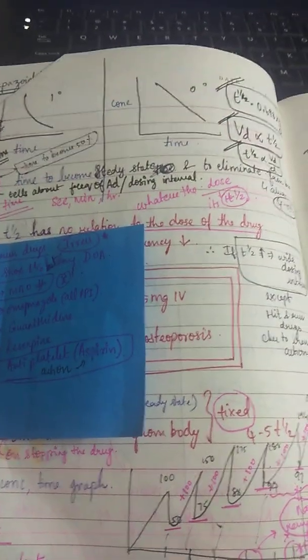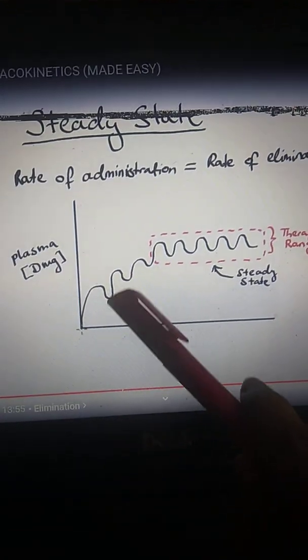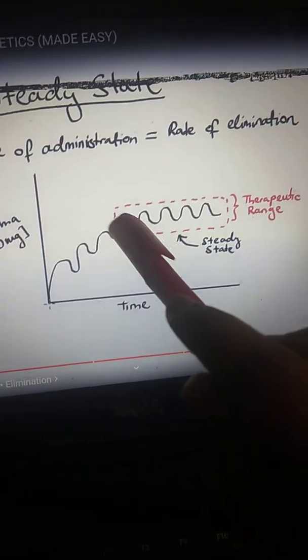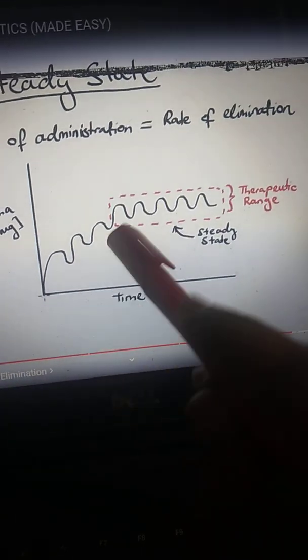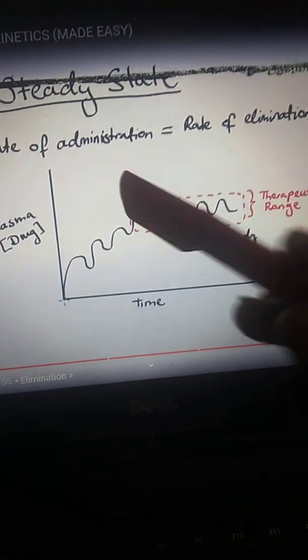See, when you give a drug orally, it keeps rising like this. At regular T halves, if you keep giving it, at one time it will reach a constant. This is steady state concentration, where administration is equal to elimination. Because you have to know the therapeutic range. If you exceed this, what happens? It will cause toxicity.